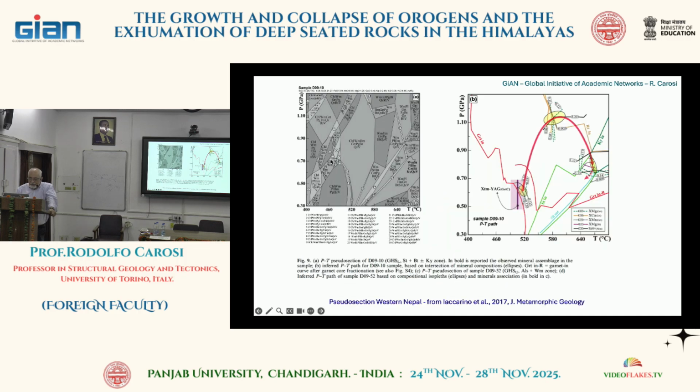This is just one example of a pseudosection in Western Nepal. So it's a very complex way to calculate PT conditions, but we make some maps of the minerals along the thin section and, with some complex software, we detect the path followed by the rock. Some constraints here; the complete path is an example.